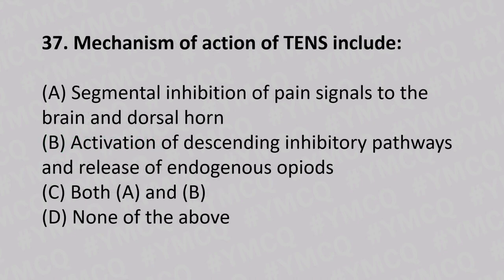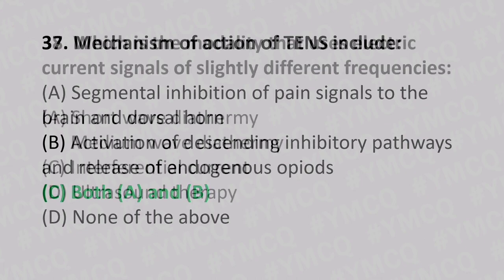Mechanism of action of TENS includes option A, segmental inhibition of the pain signals to the brain at the dorsal horn. Option B, activation of descending inhibitory pathways and release of endogenous opioids. Option C, both A and B. Option D, none of the above. And the answer is option C, both A and B. Moving to our 38th question.